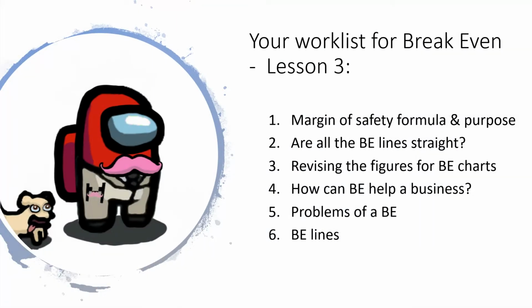Here's the work list for break-even lesson 3. There are 6 tasks on there. Margin of safety, a new area that we're looking at. We're looking at the formula and the purpose. Then we're going to start evaluating break-even, thinking about our break-even line being straight. We're going to revise the figures for break-even charts. How can break-even help a business? What are the problems of it? And we're going to look into the break-even lines a little bit further.